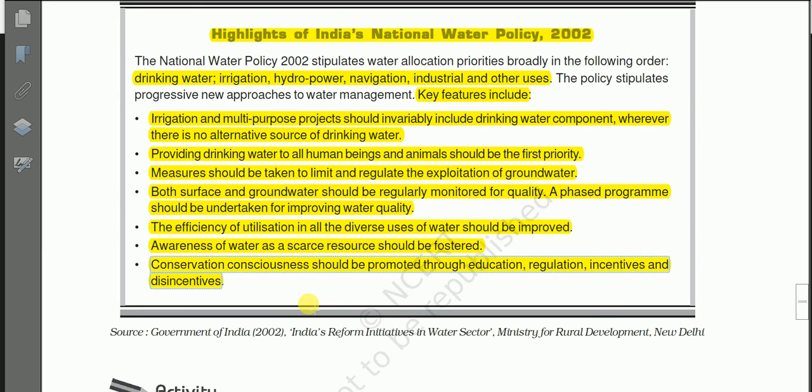Okay, that should be done. So these are the key features of the National Water Policy 2002. You have to memorize at least 5 key features.